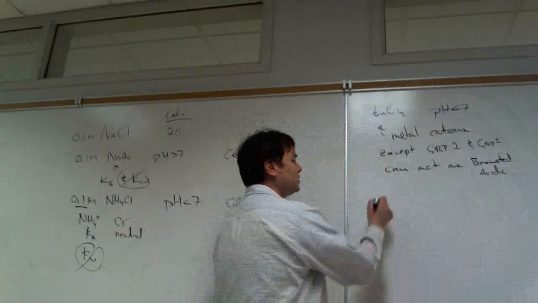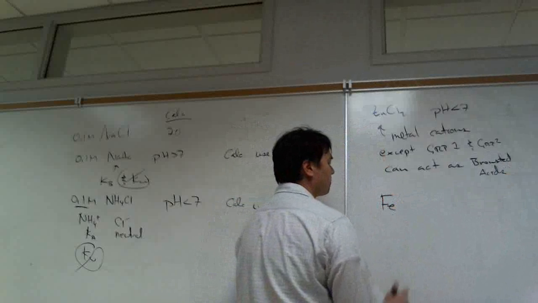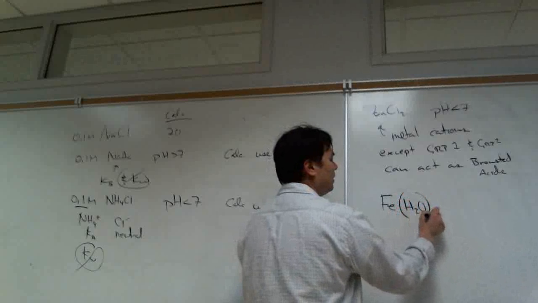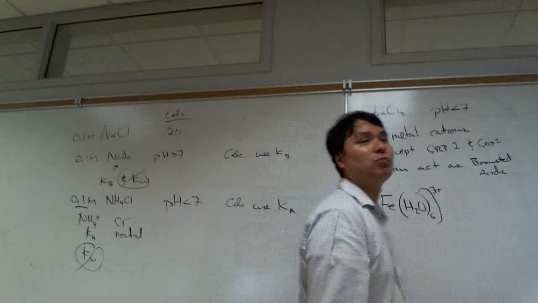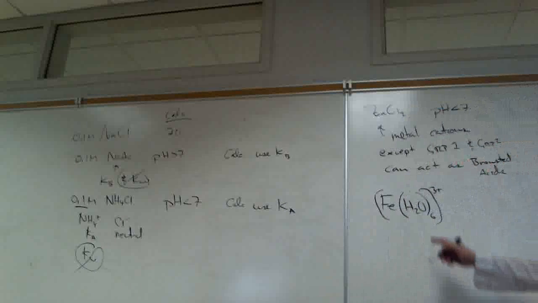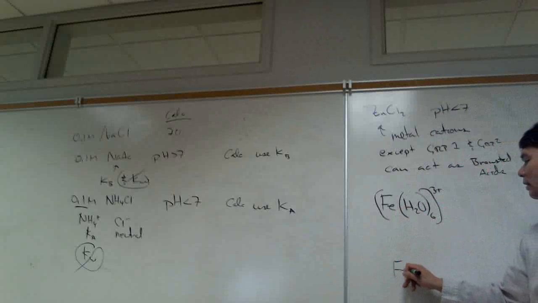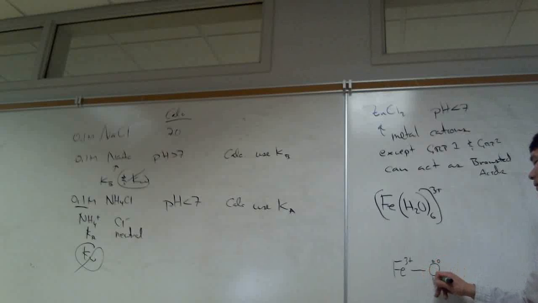An example of this is iron. Iron 3 actually forms the hexa-aqua complex in water. And so we have hexa-aqua iron 3 ion. And if we look at the iron 3, those waters are covalently bonded to the iron like this.